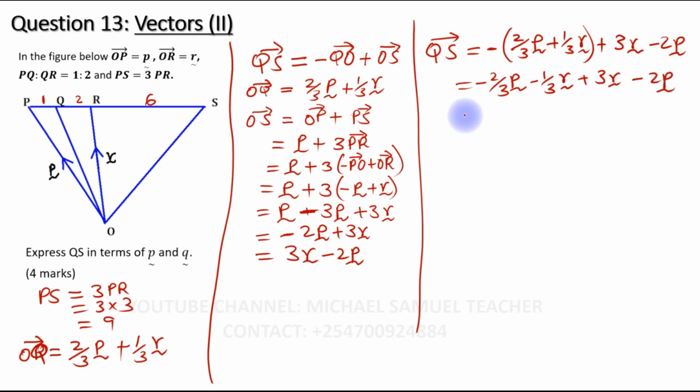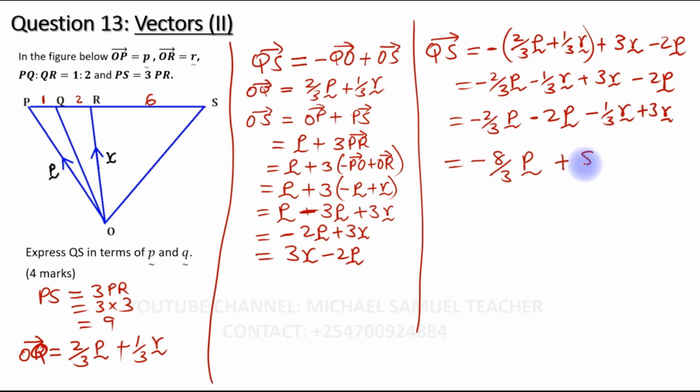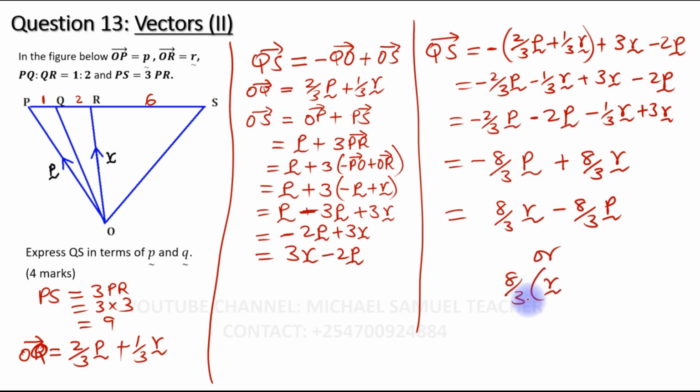Collect the like term vectors. So in this case we have minus 2/3 P vector minus 2P vector minus 1/3 R vector plus 3R vector. Minus 2/3 minus 2, that will be minus 8/3 P vector, then minus 1/3 plus 3, that will be plus 8/3 R vector. So we can rearrange it and write as 8/3 R vector minus 8/3 P vector. You might decide to leave it at that point, or you factor out 8/3 and you have 8/3 into bracket R vector minus P vector, and that is it.